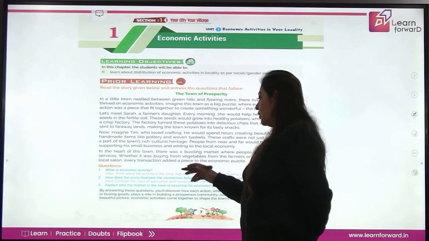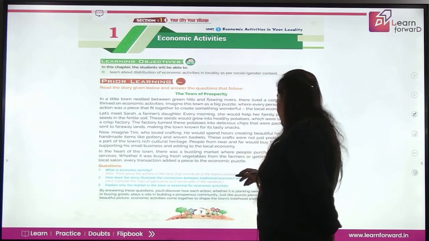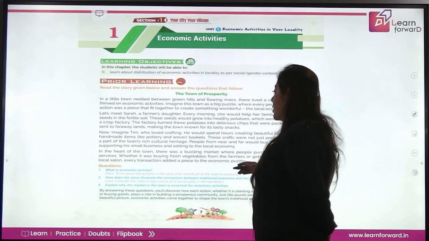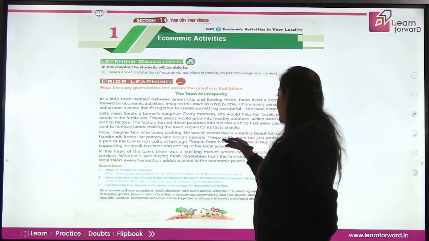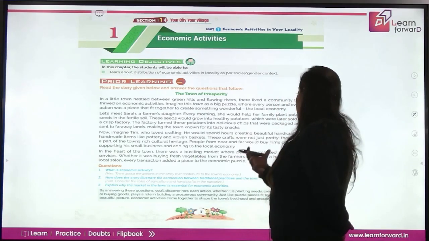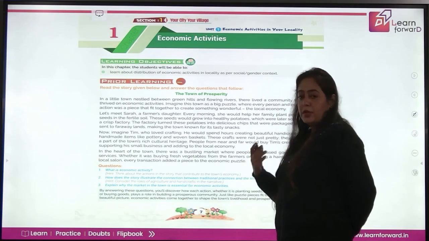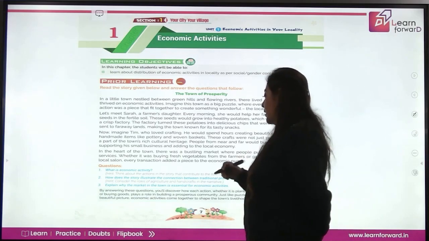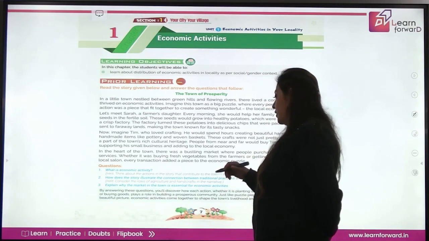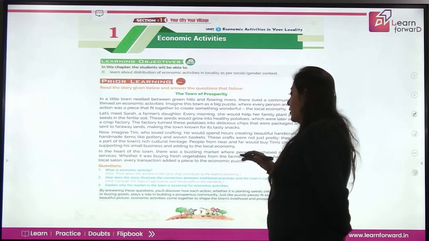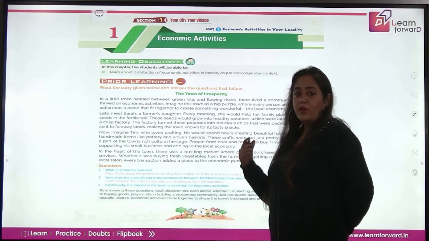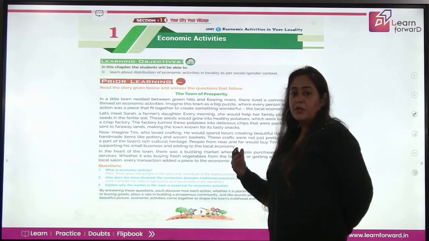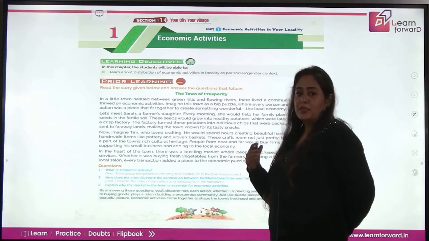How does the story illustrate the connection between traditional practices and the town's cultural heritage? They are talking about Tim, who was very fond of crafting, so he used to spend time creating beautiful handicrafts, which was basically not only helping him earn a lot of money, but it was passing on the town's cultural heritage. Explain why the market in the town is essential for its economic activities. A market in the town is really important because it helps promote a lot of economy and a lot of occupations which help people to have a sustainable livelihood.